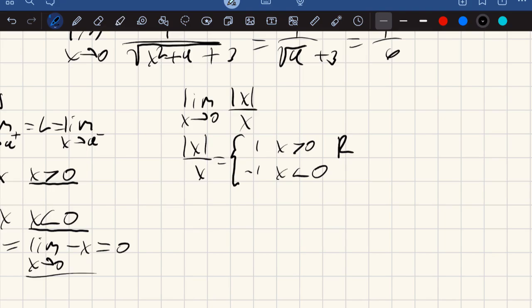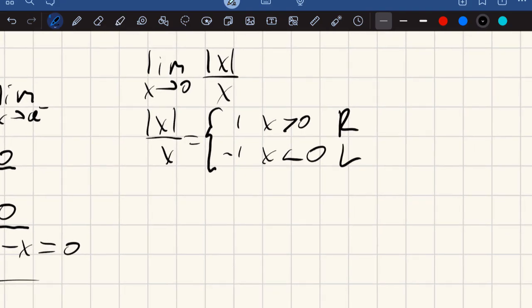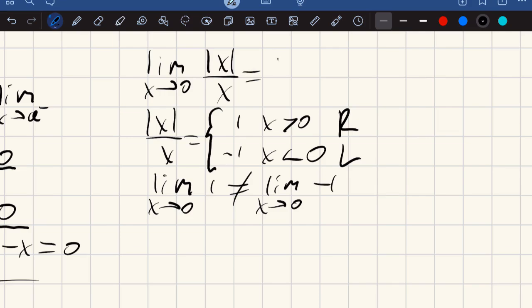So this is our right and this is our left. We need the limit as x approaches 0 of both of these functions to be the same. The limit as x approaches 0 of 1 should equal the limit as x approaches 0 of negative 1. We can see that these aren't the same, so this limit does not exist.